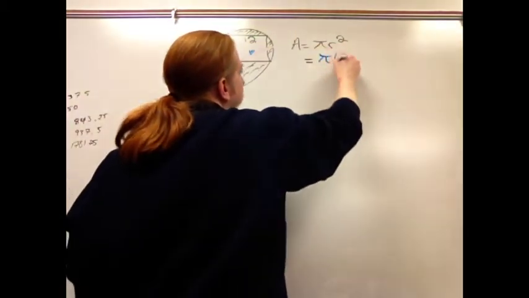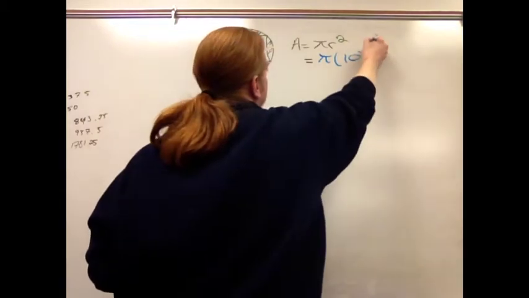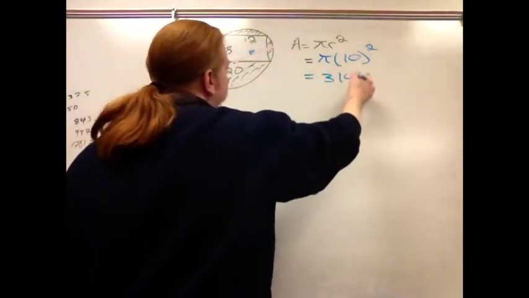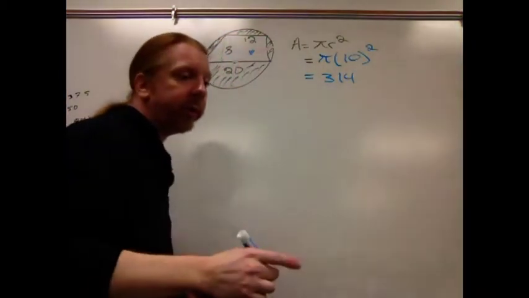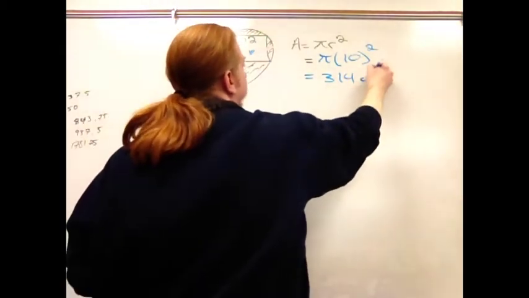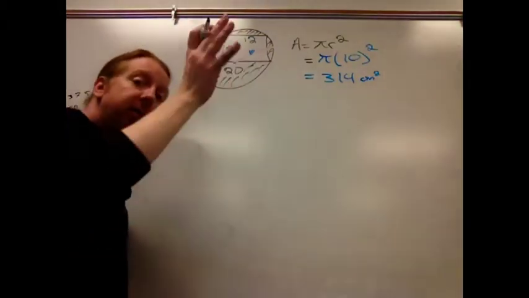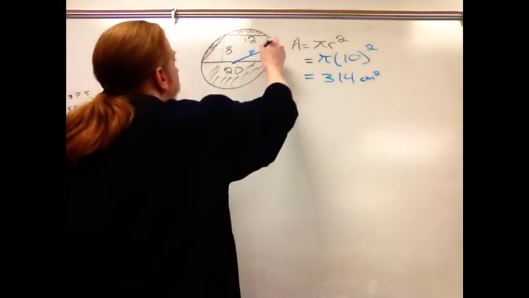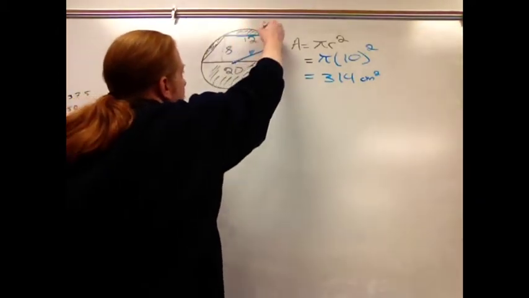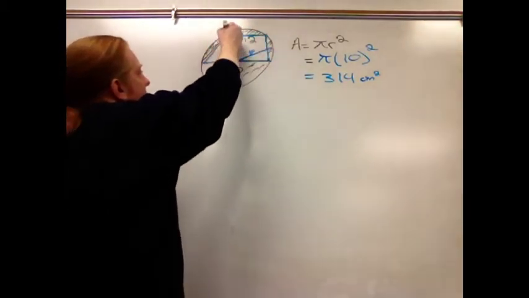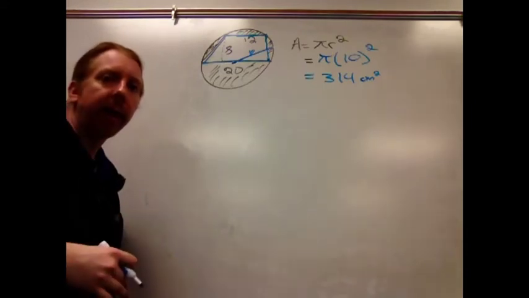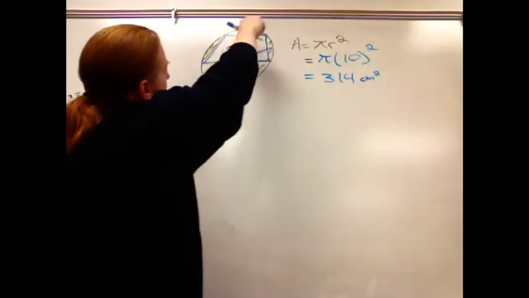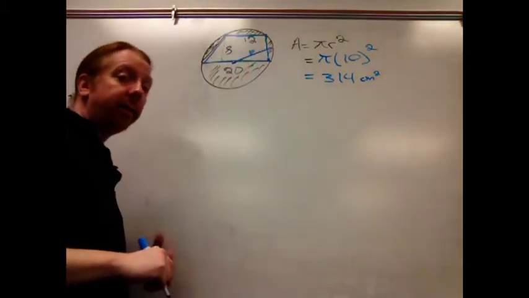So pi times a radius of 10 squared. That works out to be 314. I'm using centimeters for this problem, so square centimeters. Now that's the whole disk. From the disk, I will have removed this trapezoid here. This trapezoid is getting cut out and taken away. So what I'm going to do with this is to figure out that area and subtract it.